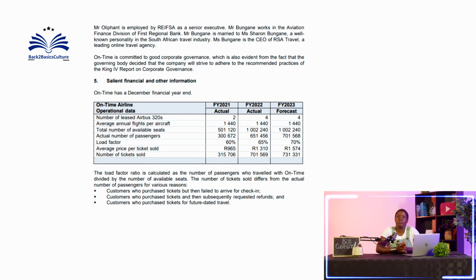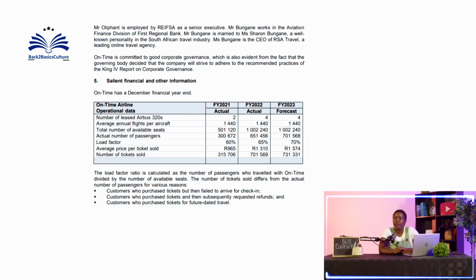Then we're told Mr. Oliphant is employed by RIFSA as a senior executive. Mr. Bungane works in the Aviation Finance Division of First Regional Bank. Okay, now I'll just check. Mr. Oliphant is employed by RIFSA, and if we go back, he's a non-executive director, and RIFSA also owns 30% of shares in On-Time. So quite a lot of zigzagging there, a lot of links between people who are mentioned to be non-executive directors.